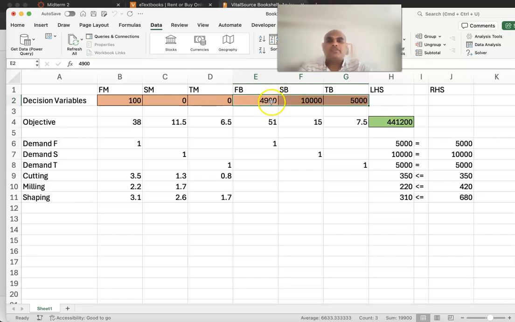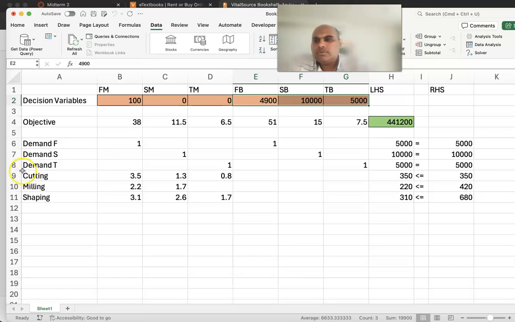Where you buy 4,900 frames, all the 10,000 sides and 5,000 straps, all of them from the outside. All we're doing is manufacturing 100 frames, and just to manufacture those 100 frames, it takes 350 hours because it's 3.5 hours right here, right? So it takes up 350 hours here, and that's the maximum that you can do. So in this case, we are buying most of what we need, but yeah, that's basically it.